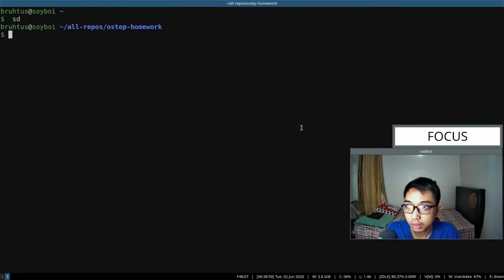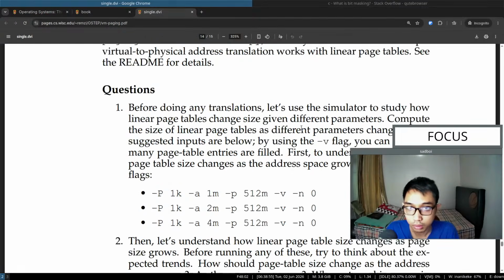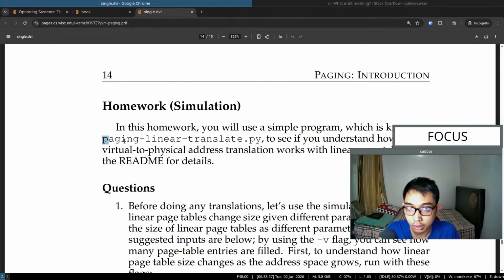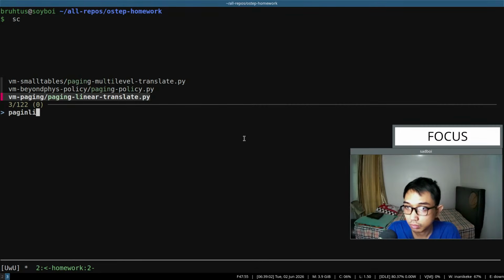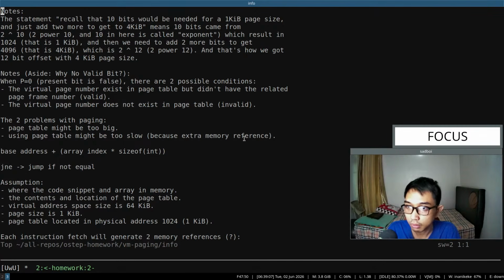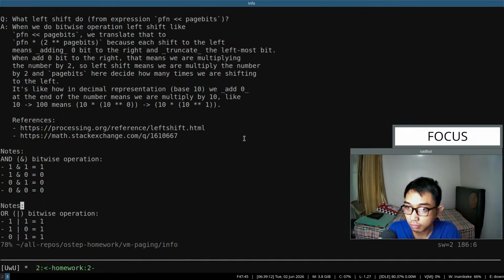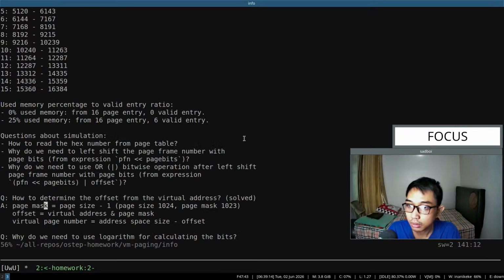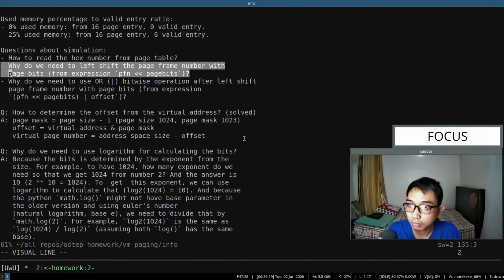Let me open that. What is it? Paging linear translate. Okay. This is the script, and I have a few questions previously. Okay, now we are trying to understand this question.